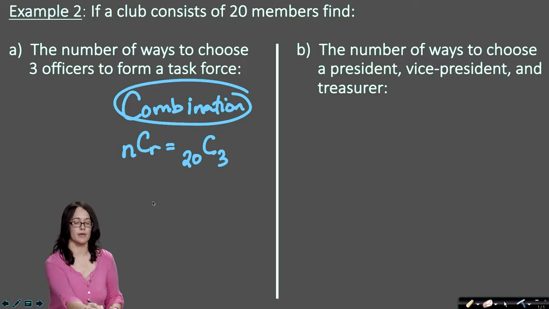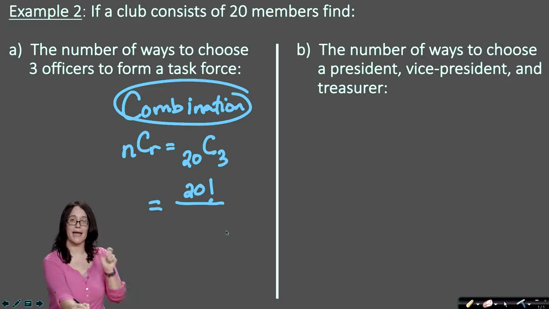3, good job. So if I was doing it by hand, the formula went n factorial. Feel free to look at your notes, or you could pause it and try it yourself. N factorial is the bigger number, so 20 factorial, over n minus r factorial times r factorial. So 20 minus 3 is 17, so that's 17 factorial.